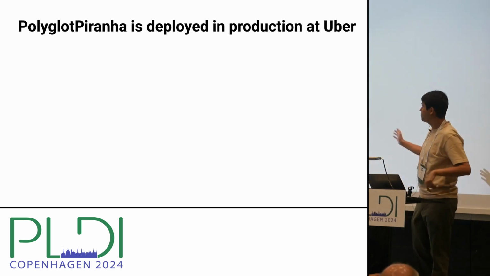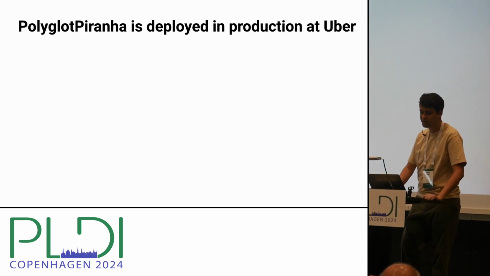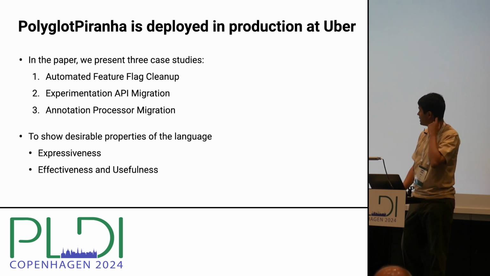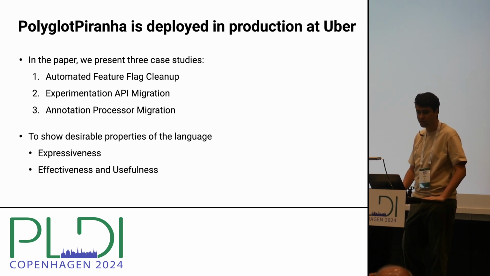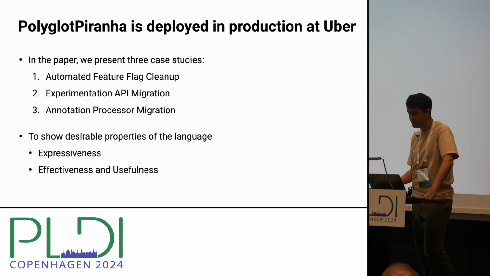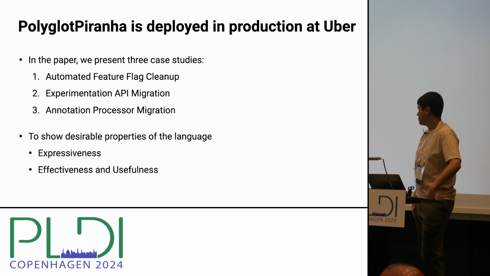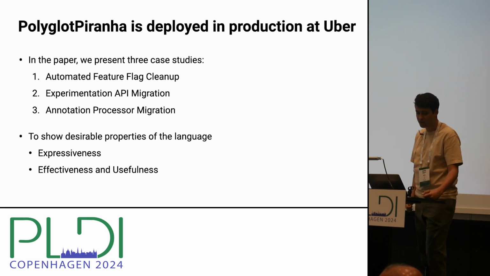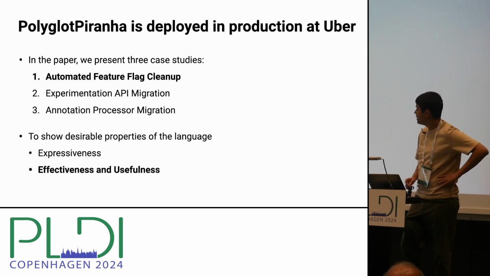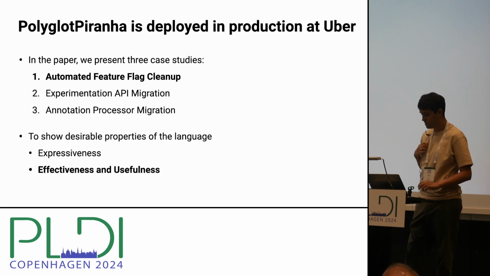And so this PolyglotPiranha toolset is deployed and used in production at Uber. And in the paper, we basically provide 3 case studies in which we use the language to build tooling. The first one is automated feature flag cleanup. And then we also have 2 migration tasks that we did. Our idea with this evaluation is just to show desirable properties of the language, like expressiveness and effectiveness, etc. And so for this talk, I'm only going to focus on the first case study and on effectiveness and usefulness.